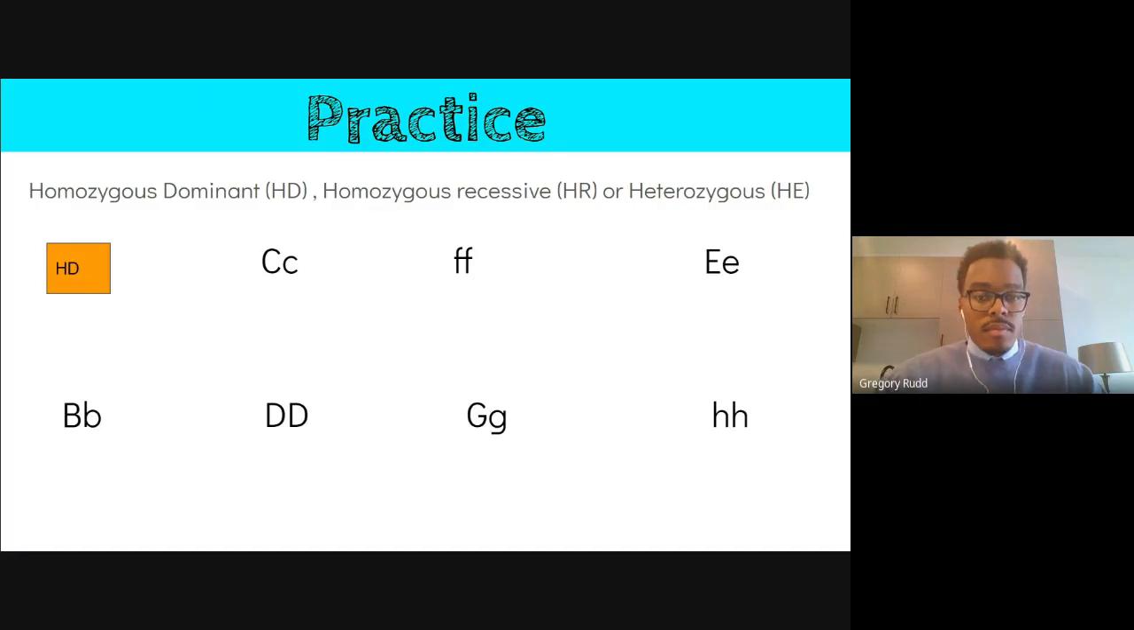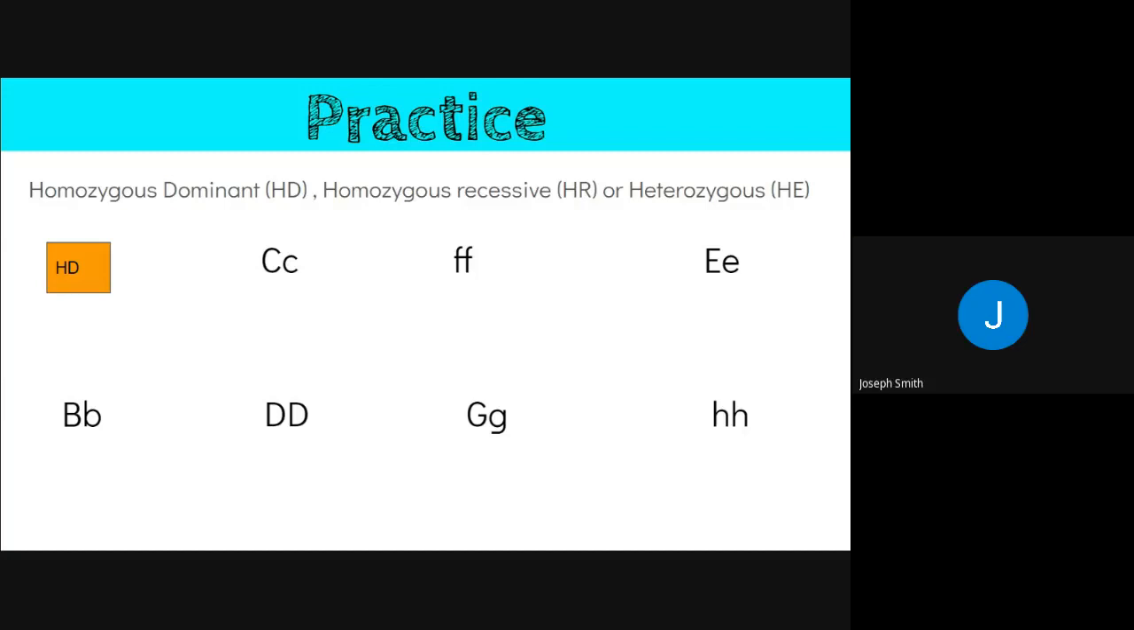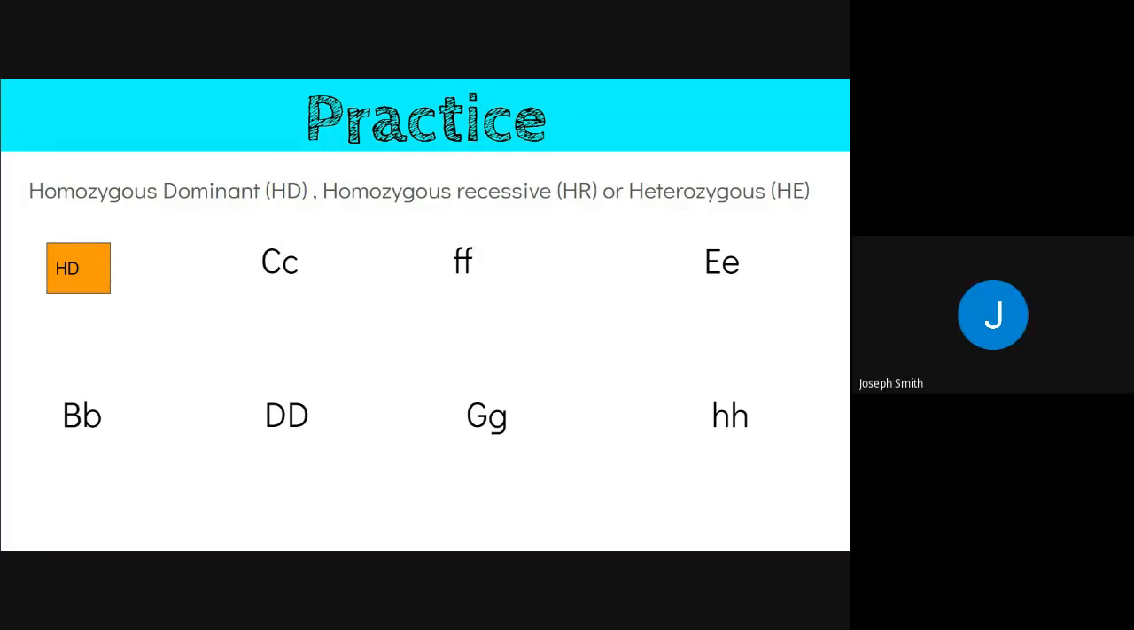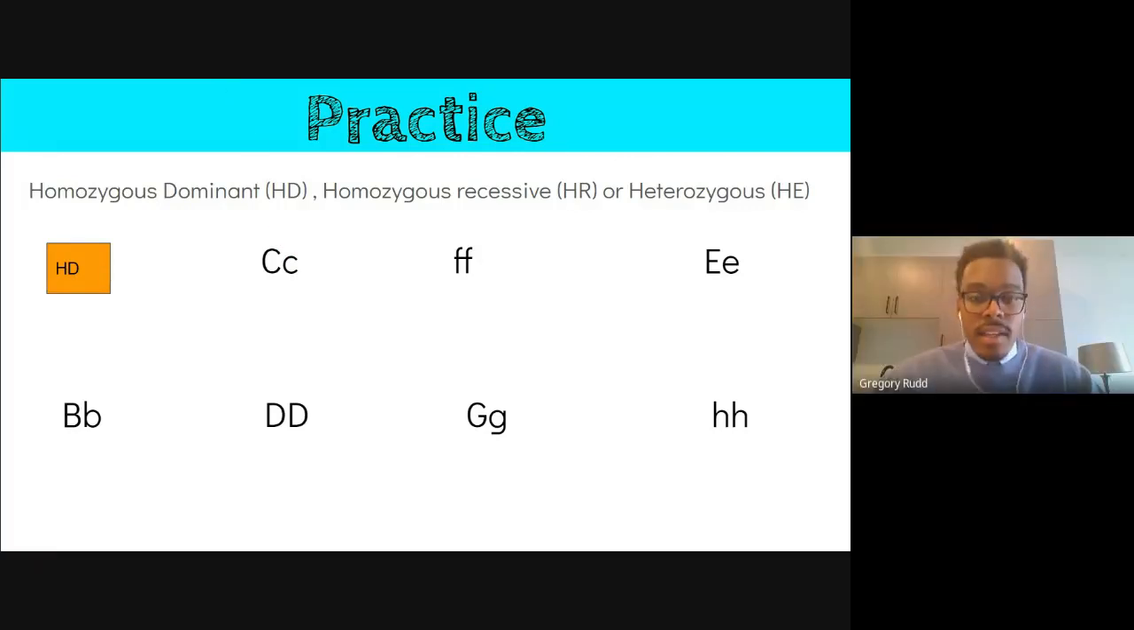Recessive. I didn't hear that, Joseph. Can you say it a little louder? Recessive. This is not recessive. We do have one recessive allele, but we also have a dominant allele. So if I have one of each, what should that be called? HE, heterozygous. Heterozygous, good. That should be HE.